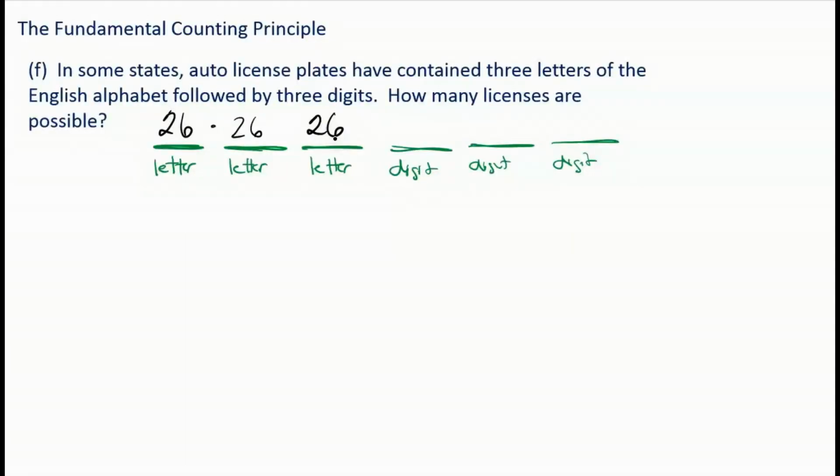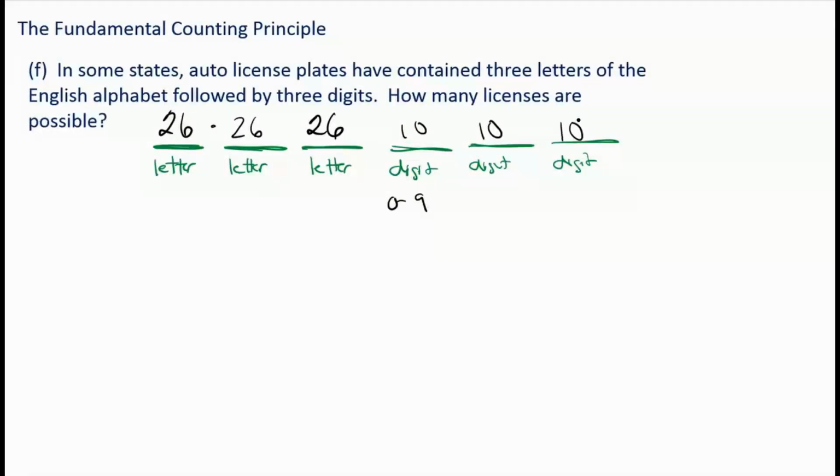Now, digits, how many options do you have? Remember, you're talking 0 through 9, which is actually 10 numbers. Count them. So you realize 0 through 9 is 10 numbers. And since, again, we can reuse the numbers, then there you go. 26 times 26 times 26 times 10 times 10 times 10, which gives you a whole lot of license plates.